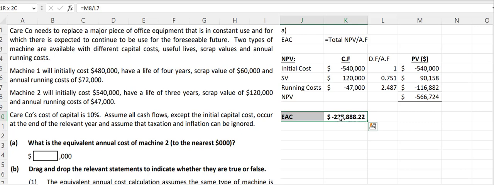Yeah, it's more close to 228,000. So the answer that you need to insert here will be 228,000, right? So they've already used these zeros here, right? So you just need to place 228.